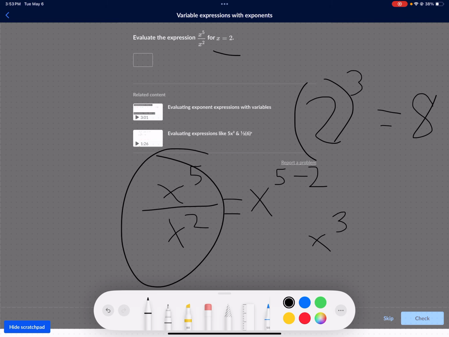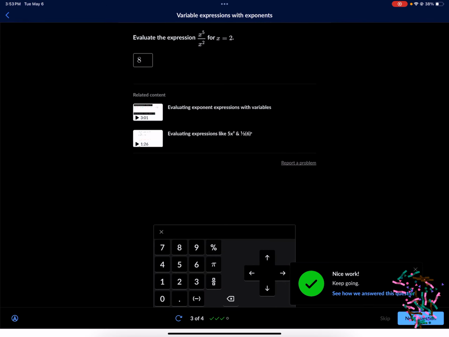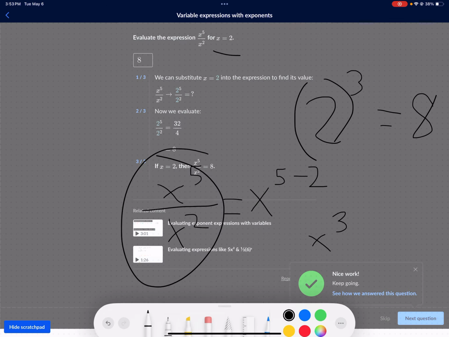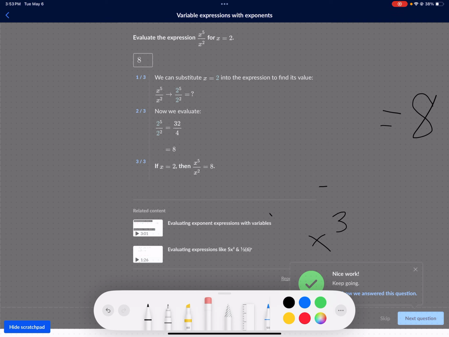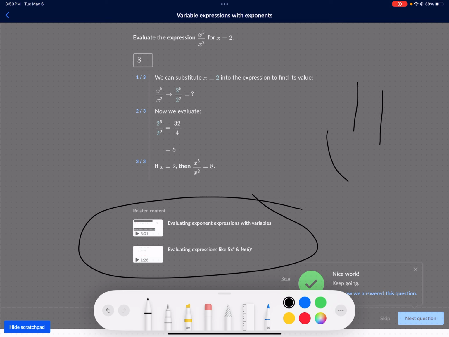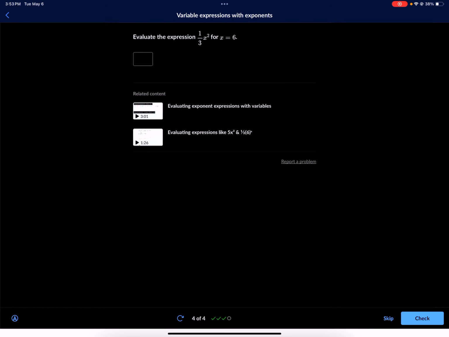8, because 2 times 2 times 2 is 8. So it's 8. And they did this, but I don't really like that method. I prefer it this way. But if you like Khan Academy's way, obviously, they're the legends here, so it's fine. But anyways, if you got that right, good job. Here's the explanation, here's the videos, and happy studying. And you can always ask me for help.